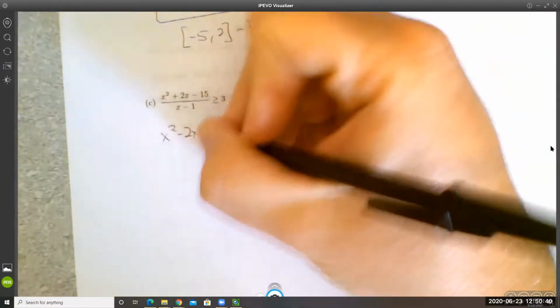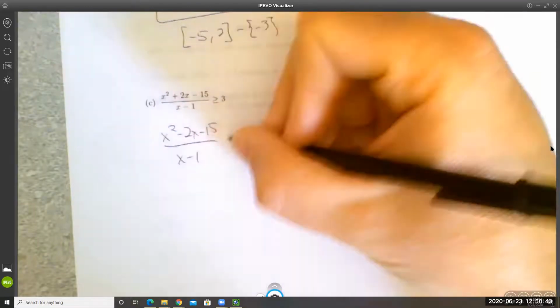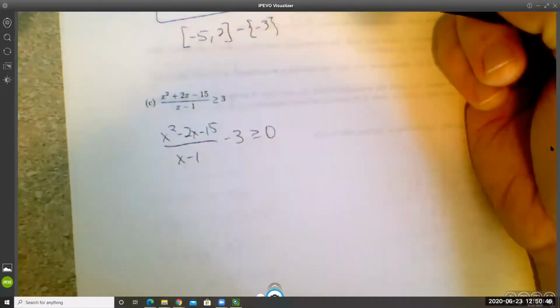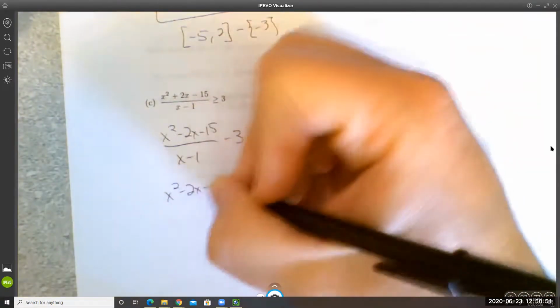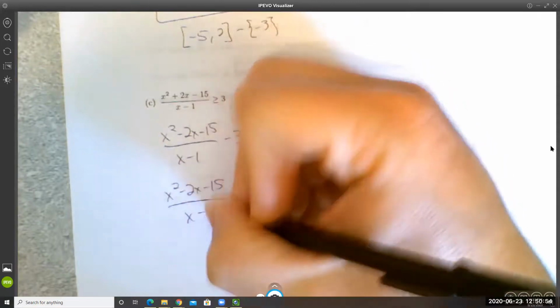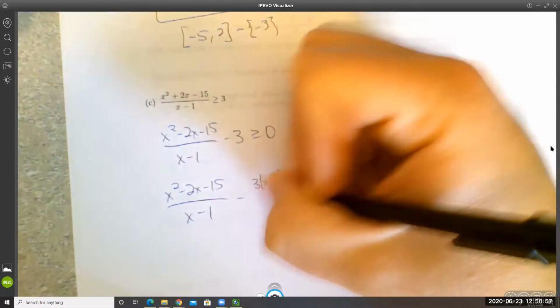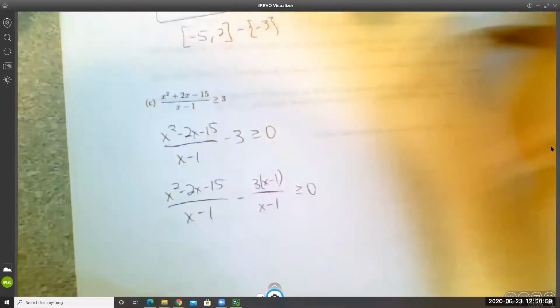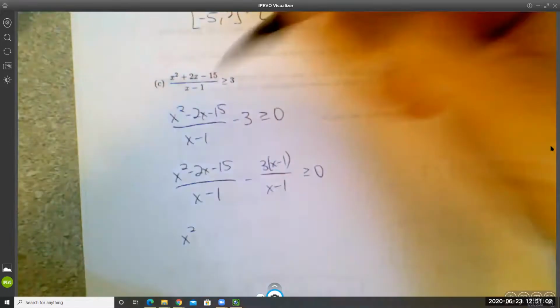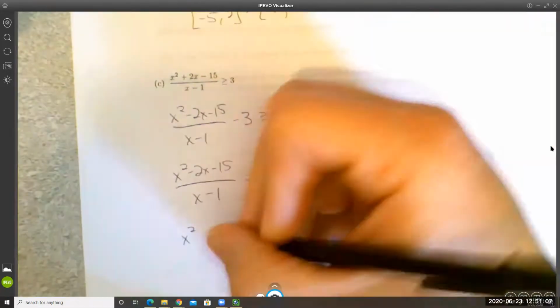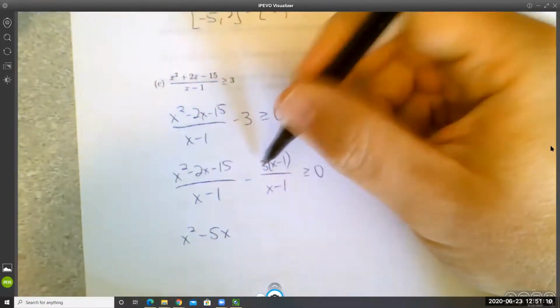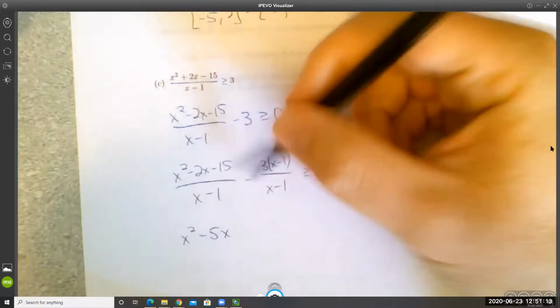Okay, here's my solution. I'm going to start off moving everything over. Then I'm going to rewrite the left-hand side as a single rational expression. So distributing the 3, I'd have a 3x. So this is negative 2x minus 3x. And then I'd have a negative 3. So it's negative 15 minus negative 3. That's negative 15 plus 3.